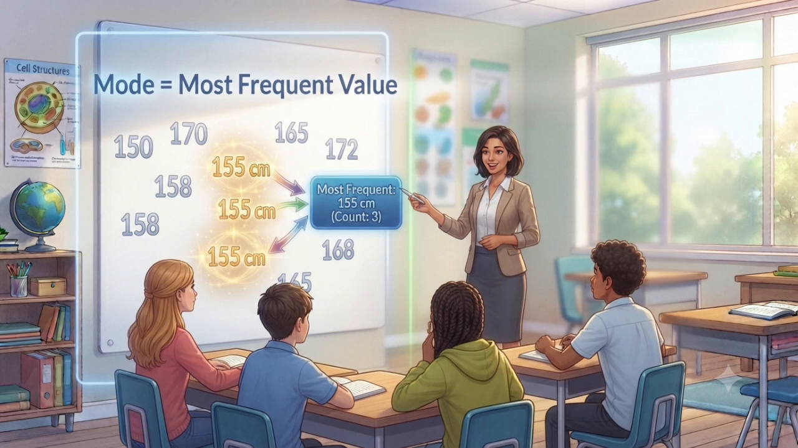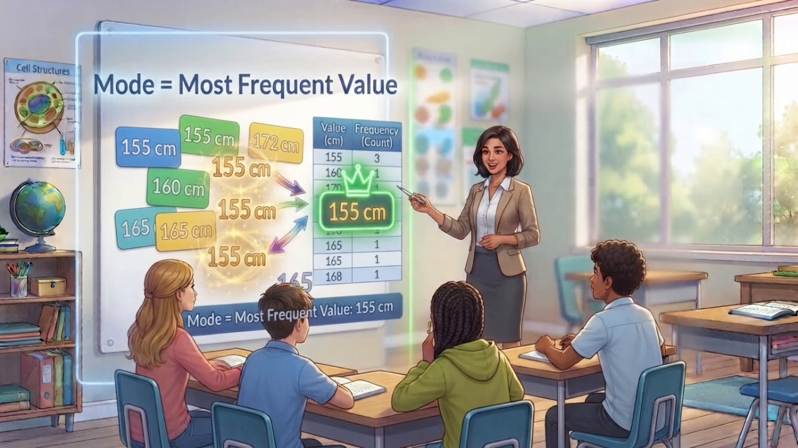3. Mode. Now let's discuss the mode. The mode is the value that appears most frequently in a dataset. To find the mode, count how many times each value occurs.